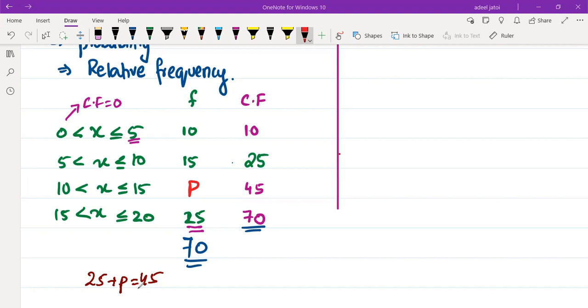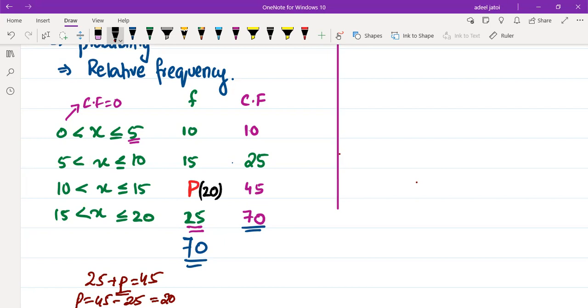If I want to know the value of P, P is equal to 45 minus 25. So the answer is 20 here. So P will be 20.